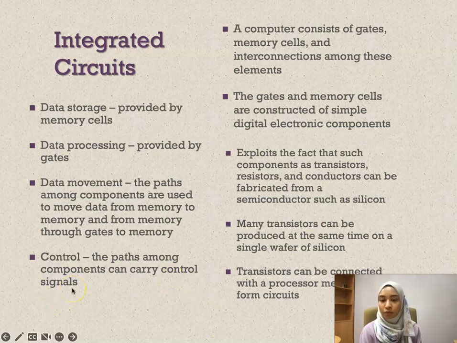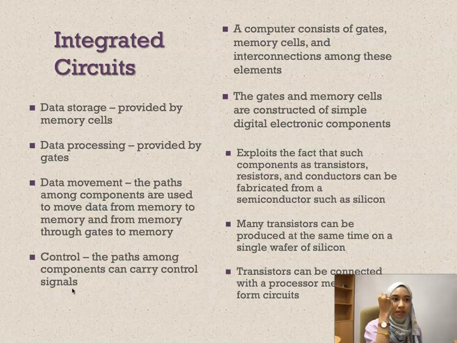And then we have the control, which is the path among components that carry control signals. For example, a gate, let's just imagine this is a gate, will have 1 or 2 data inputs plus a control signal that activates the gate. The gate needs to process stuff, right? So it has to have some data to process, and it has to have some control for it to be activated.